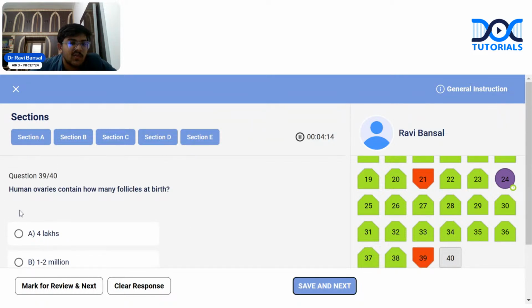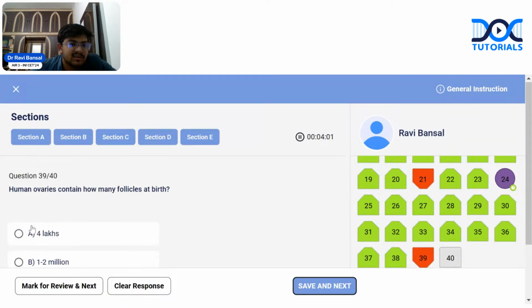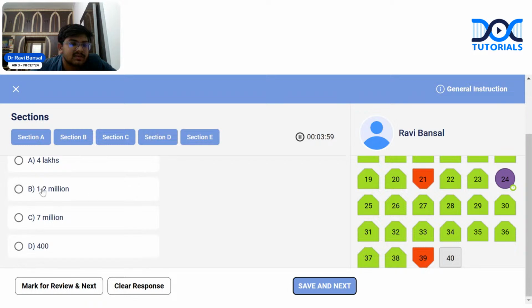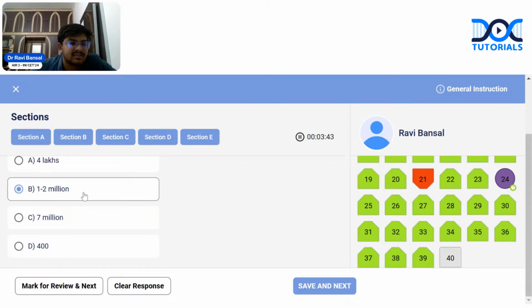Human ovaries contain how many follicles at birth? I remember it is 5 to 6 million in the embryo, and it starts reducing until birth. A female has only, I guess, 1 to 2 million left. It's 5 to 6 million at maximum, then it starts degenerating, and at birth it is reduced to around 2 million. I do not remember the figures accurately, but I think this is the answer.